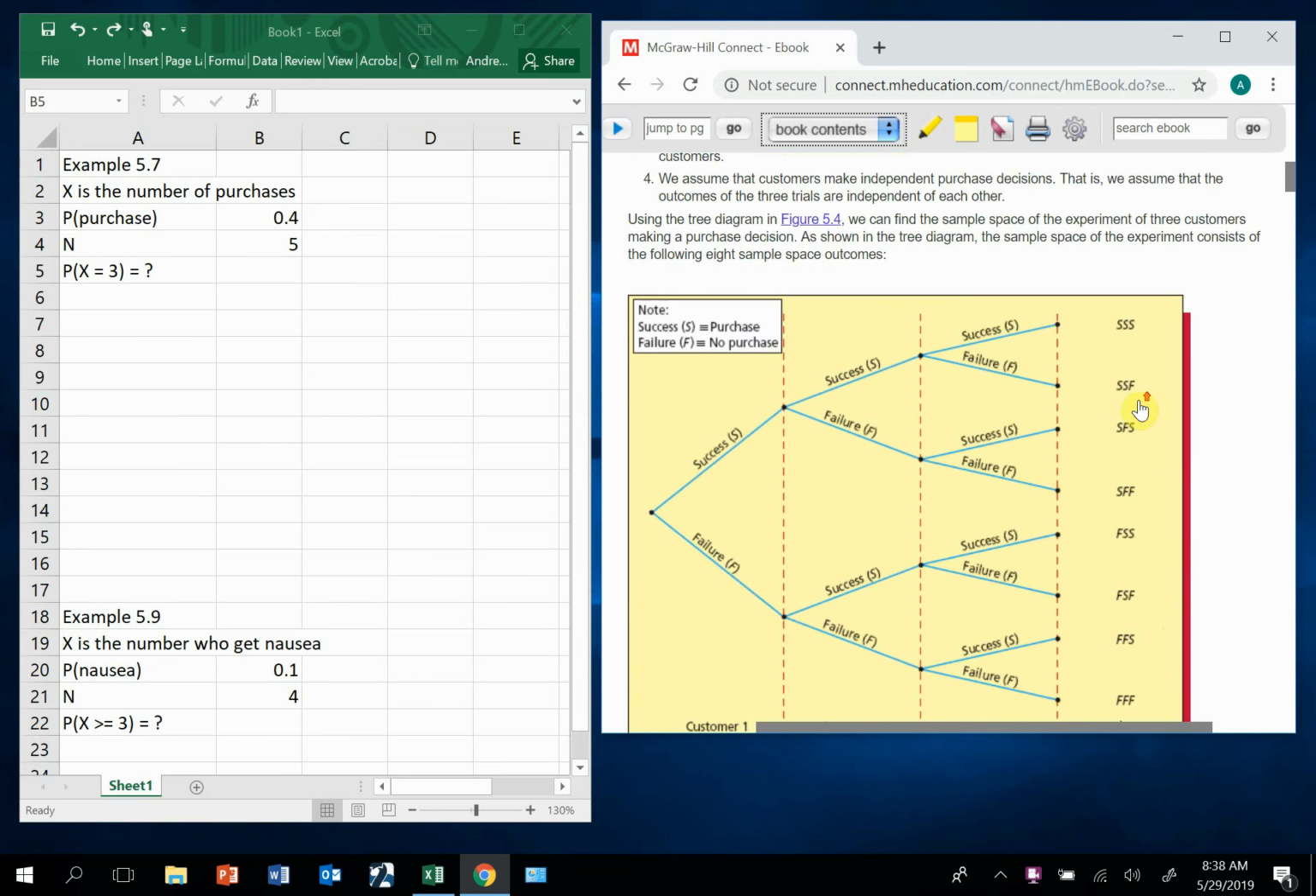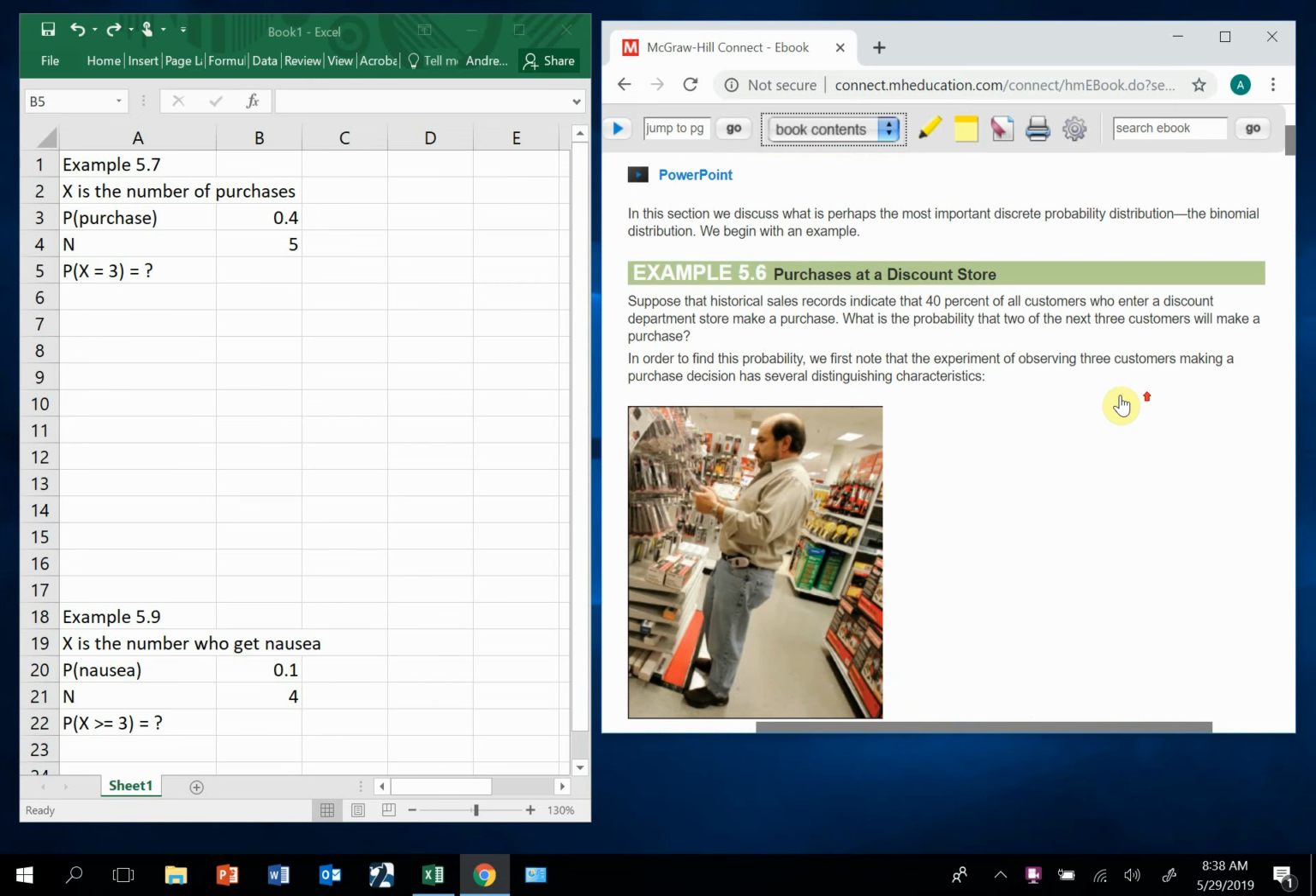If you go up to where 5.6 is, they say the historical sales record indicate that 40% of all customers who enter will make a purchase. So we know that just from historical evidence. So out of the next 5 people who come in, so example 5.7 is out of the next 5 people come in, what is the probability that 3 will make purchases? Exactly 3. Probability of exactly 3.